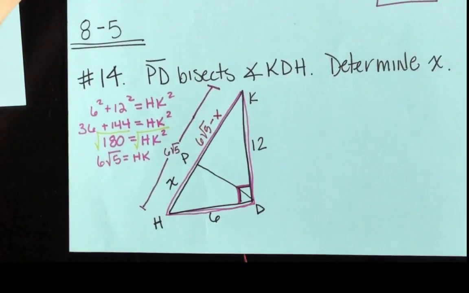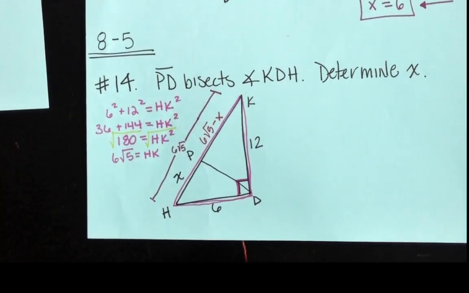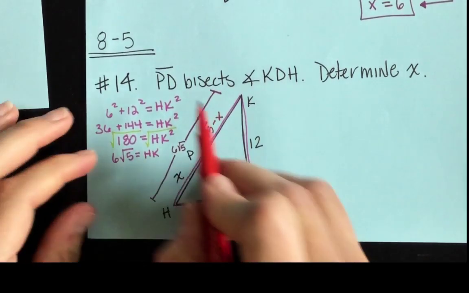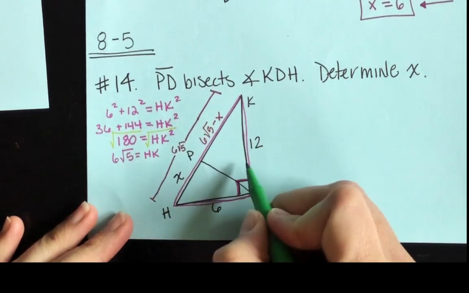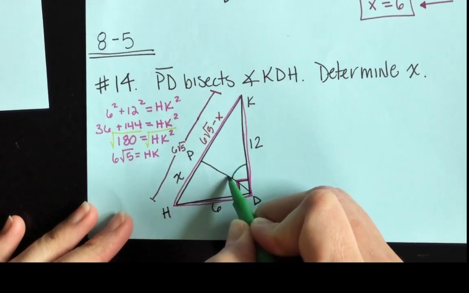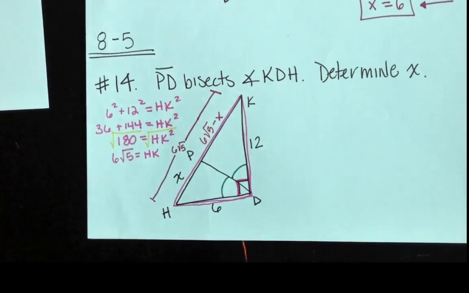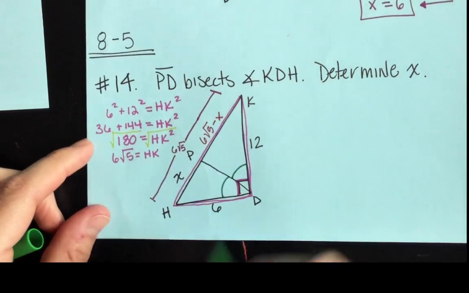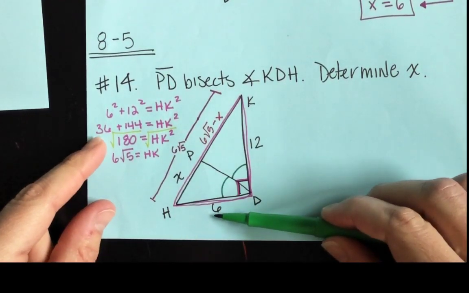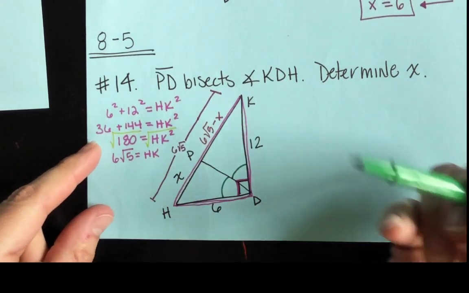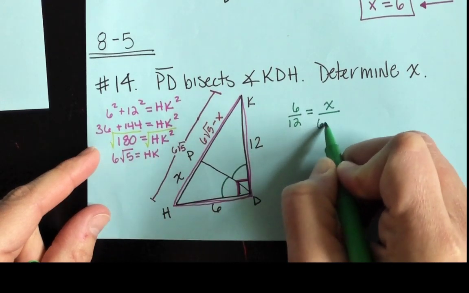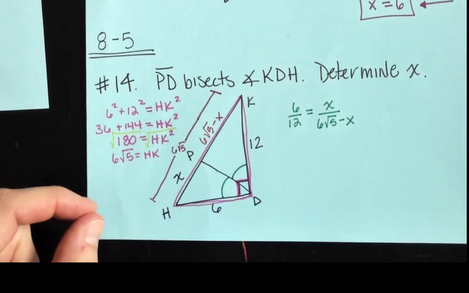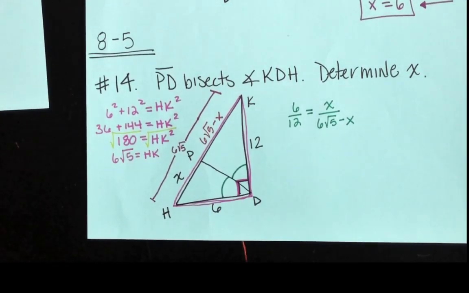So the hardest part here is just remembering that we're using a radical. So now I have, because it says PD bisects KDH, I know that I have this measure here and this measure here that should be equal, which does set us up to use our angle bisector theorem for proportions. So I'm going to work with bottom up, bottom up. So 6 to 12 should equal x over 6 radical 5 minus x. And again, we're back to our proportion.